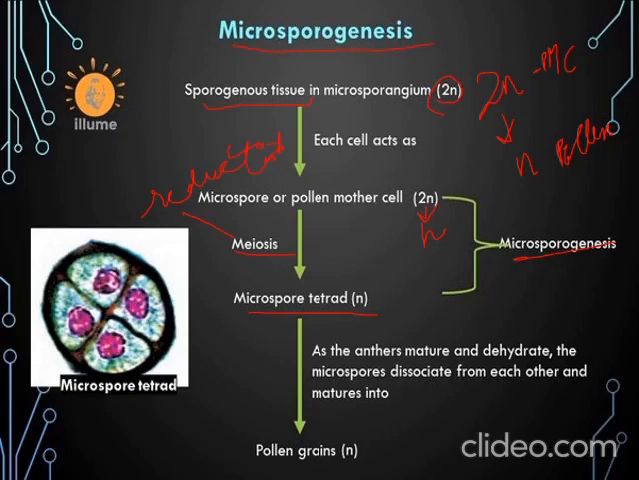After the microspore tetrad formation has taken place, each and every microspore tetrad will be diploid in nature, as already written here. Now those microspore tetrads, upon maturation and dehydration, will dissociate from each other and mature into the pollen grain. See here, this is a microspore tetrad. First of all, when they are formed, they will be in such a cluster arrangement, but once they get matured, they will be released out as a free, mature pollen grain with several structural changes in them, and we will study those structural changes in the later slides.